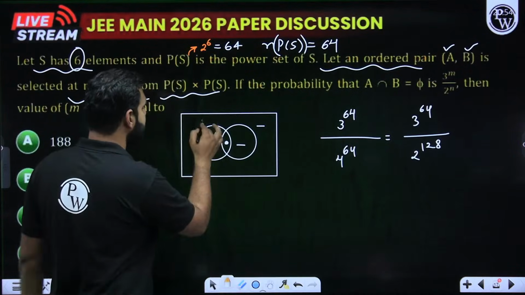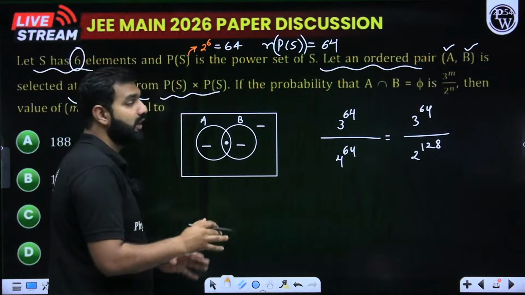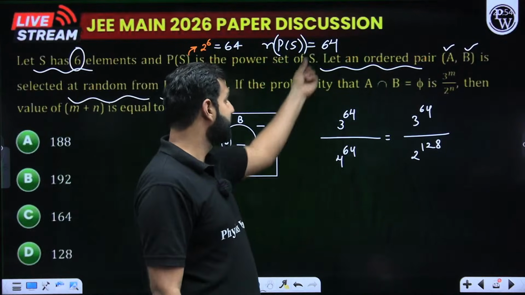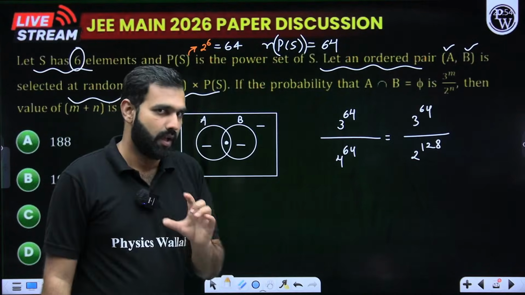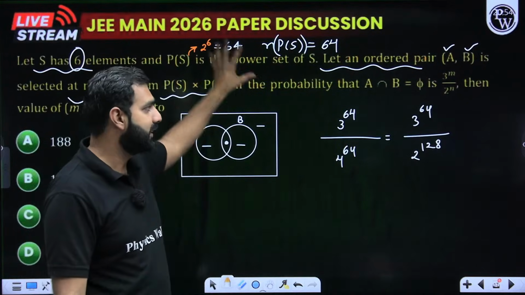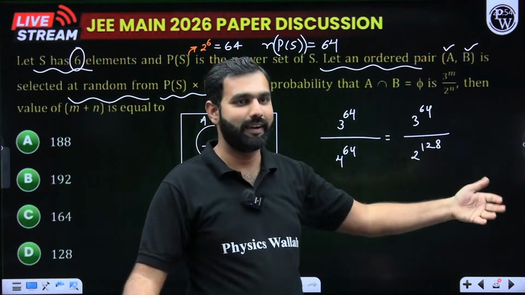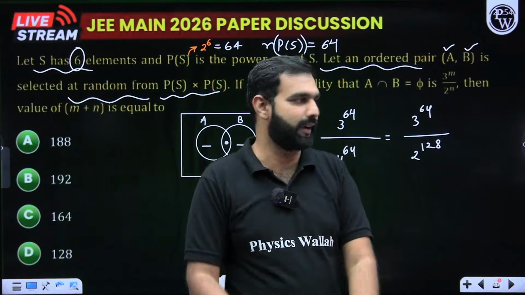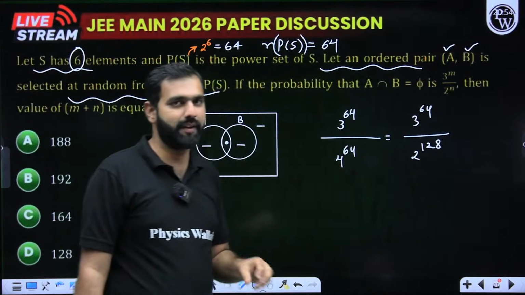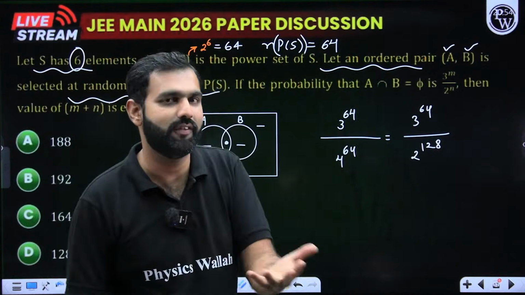So let's say this is a set A, this is a set B. So I have distributed all these 64 elements here. Now pay attention to this part. Set theory with probability. Can you believe that? This is how IIT-JEE makes problems difficult. These questions which I am bringing now are better than the ones which we were facing previously.